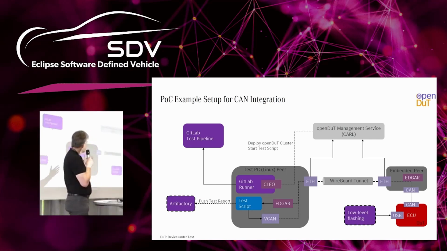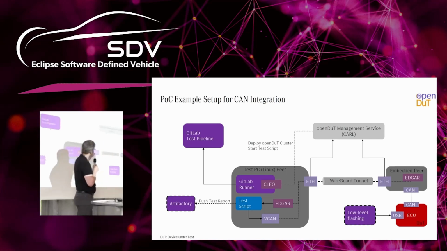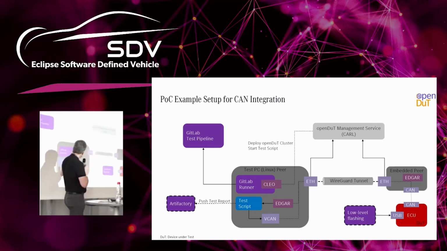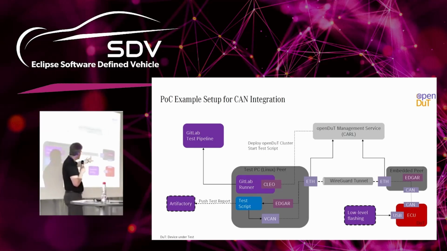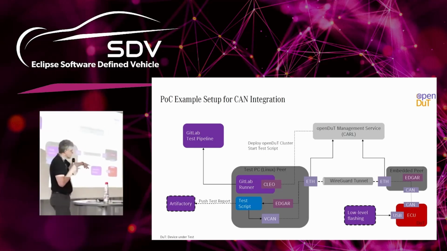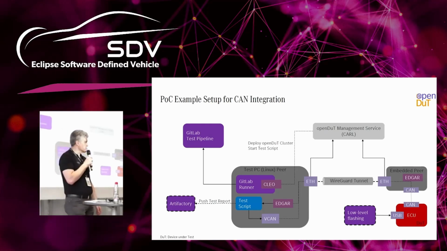And when you deploy this configuration to the system, it automatically creates this WireGuard tunnel between those two peers and connects basically the virtual CAN to the physical CAN of the ECU on the other side. So they can communicate directly, and you can run test scripts on your test system over the CAN bus, and also evaluate the results, of course.